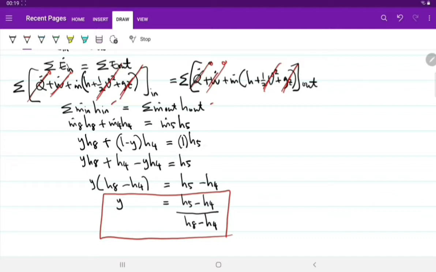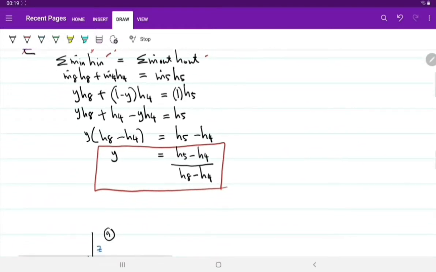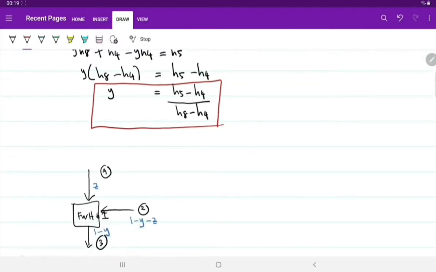Okay, and then we manipulate that: Y h8 plus h4 minus Y h4 equals h5. And then you rearrange to find the fraction Y to be equal to h5 minus h4 divided by h8 minus h4. So here you can solve for Y.